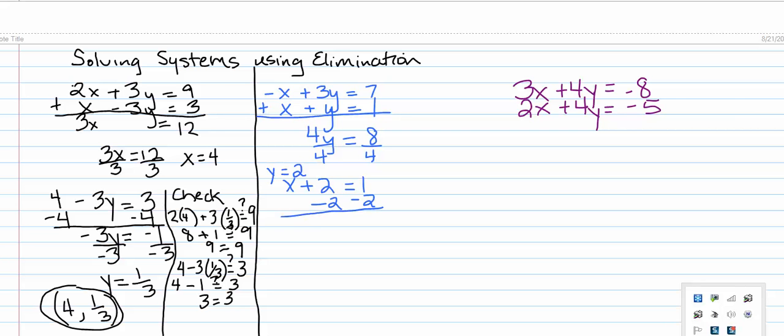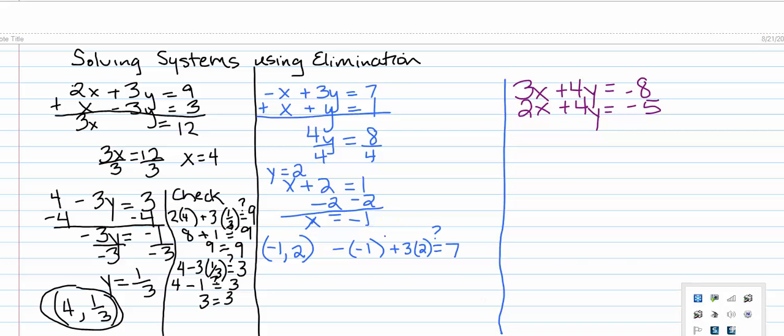So according to this, my solution for this system is negative 1, 2. And again, we can check it. Opposite of x, well, x is a negative 1, plus 3 times 2. Does that equal 7? And the opposite of negative 1 is a 1. 3 times 2 is 6. So the question is, does 1 plus 6 equal 7?